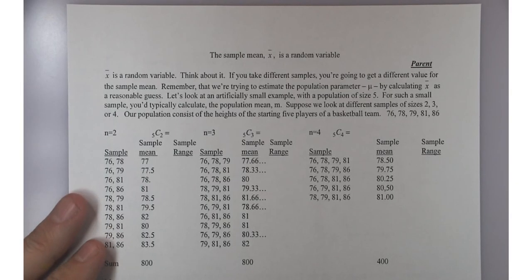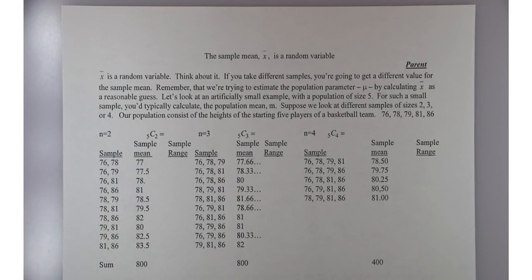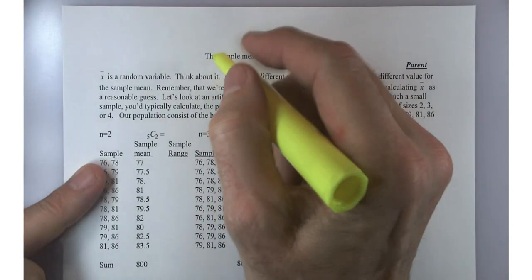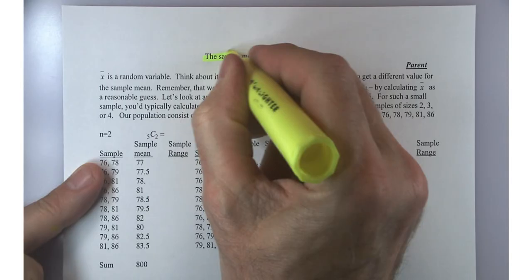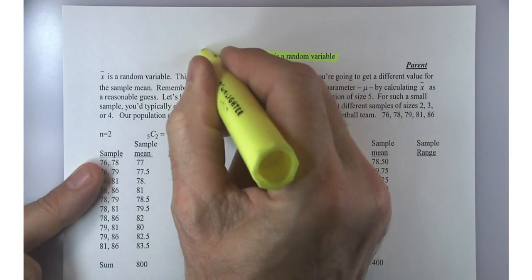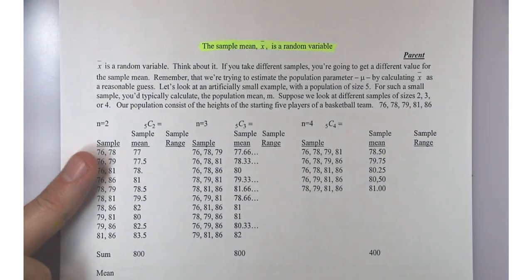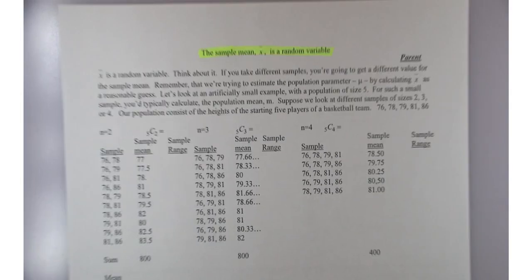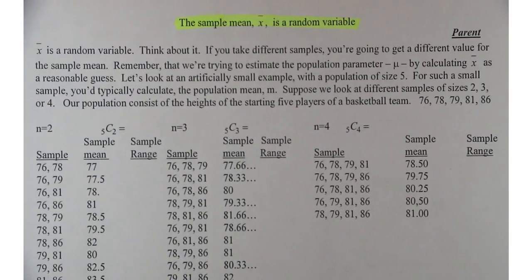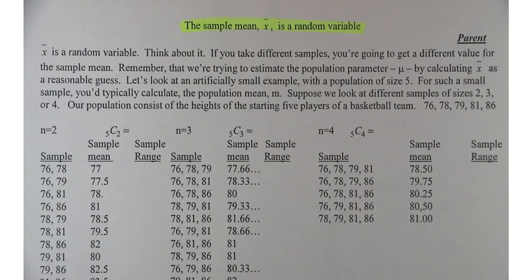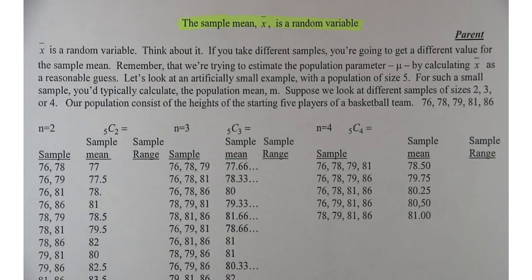So section 6.3, I'm not going to be testing you on a lot of the stuff in this section. There's not going to be a direct quiz on this stuff, but this builds up towards section 6.4. And in section 6.4, there's going to be a lot of stuff. But the overall theme is this, that X bar, your sample mean, is a random variable. Just that simple. X bar, your sample mean, is a random variable.